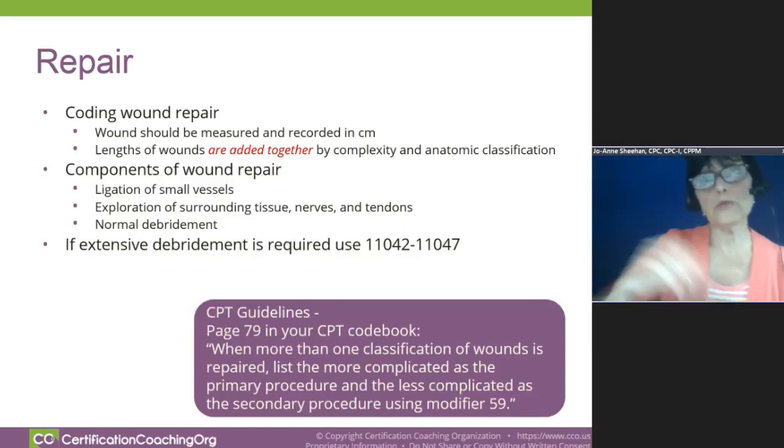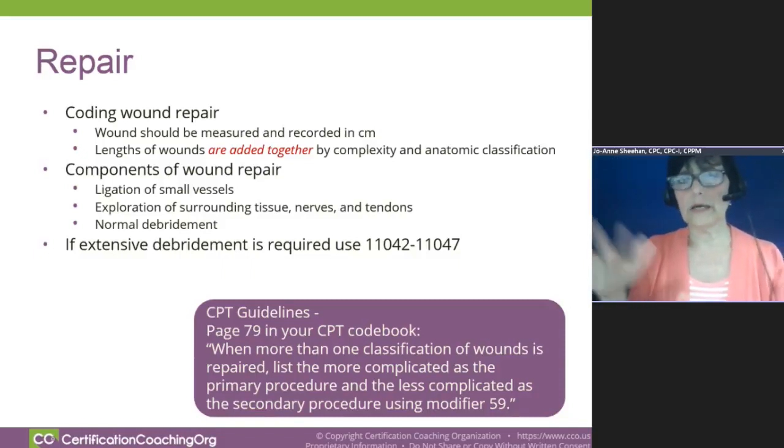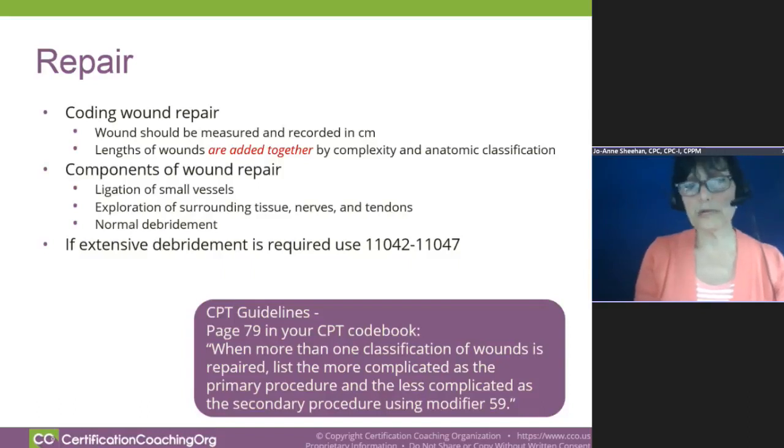But if one is the arm and one is the leg, you have to find the anatomic location and code accordingly. But if it's added together, they're added together by the complexity and the anatomic classification. And some of the components of wound repair are the ligation of small vessels, exploration of surrounding tissue, nerves, and tendons, and normal debridement. And if extensive debridement is required, you would use 11042 to 11047. And again, all this information is in the guidelines in your integumentary section.